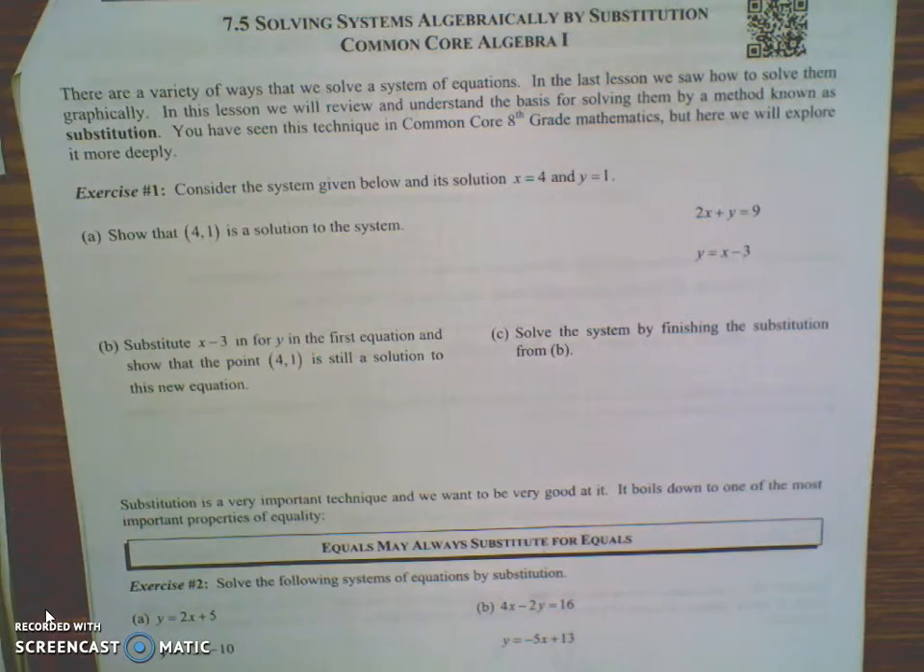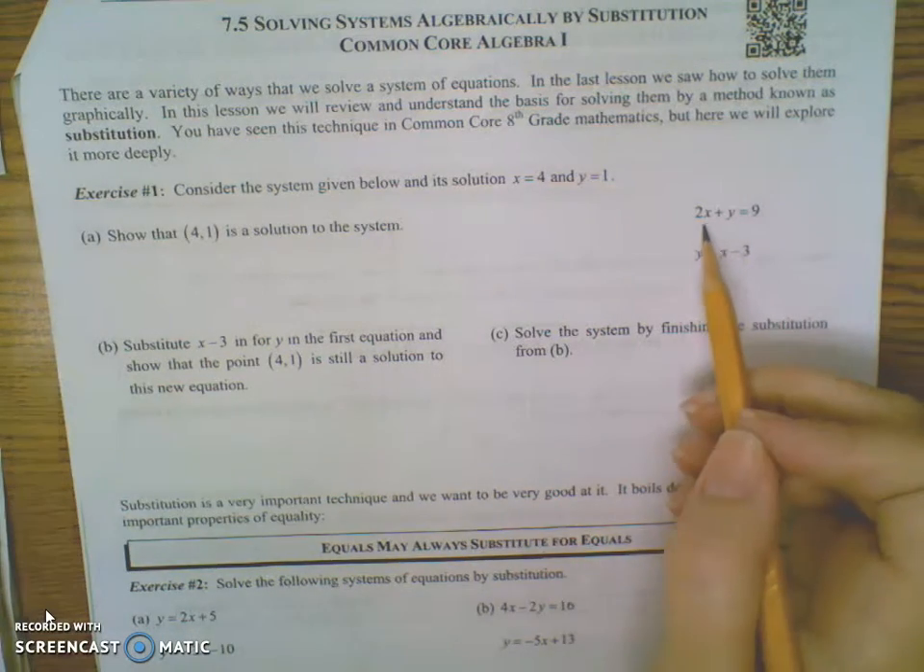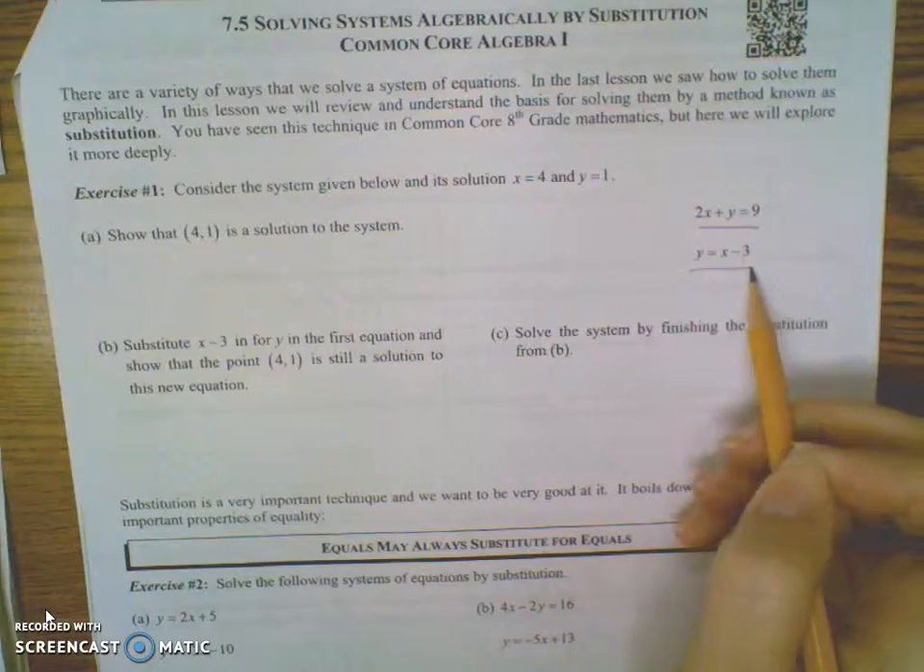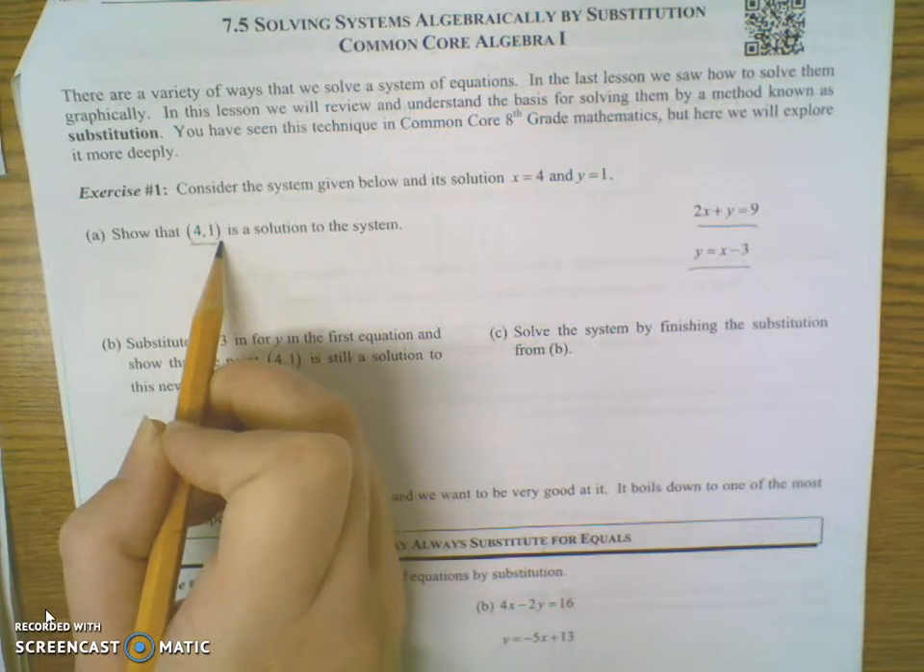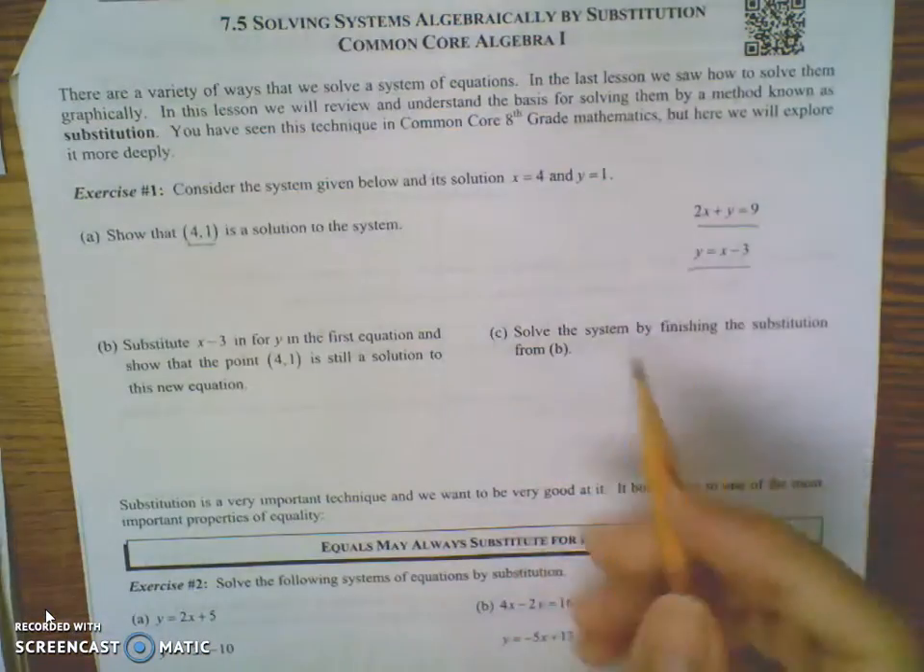Hi, welcome to video 7.5 on solving linear systems of equations by substitution. So on the first one, this is our system of equations, and we've already talked about how we can show that (4, 1) is a solution of a system, so I'm going to review that really quickly.